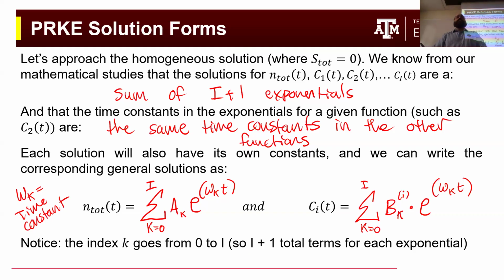And an exponential, what do the units of an exponential have to come out to? Exponentials are unitless, right? And so that means that the arguments that go into the exponential have to be unitless as well. So if time, t, has units of seconds, what do the units of the time constant have to be? Inverse seconds, right? So the time constant is going to have units of seconds to the minus 1.